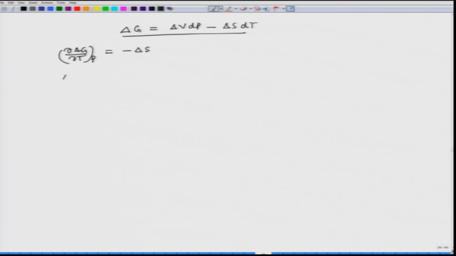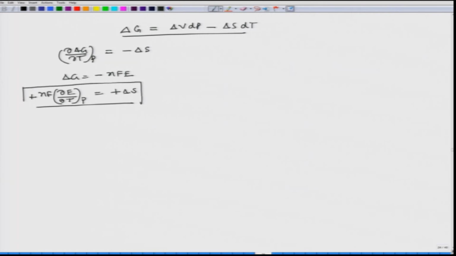Now, we know that delta G equals minus NFE, so NF is constant for a particular reaction, because N and F both are constant. F is Faraday, 1 Faraday, which is constant. This becomes minus (dE/dT) at constant P equals minus del S. So I am replacing del G with minus NFE, and both sides get cancelled. This is the entropy change of a process. Now, if we know the variation of potential with temperature for a particular cell, we can also get the entropy change for that particular reaction.